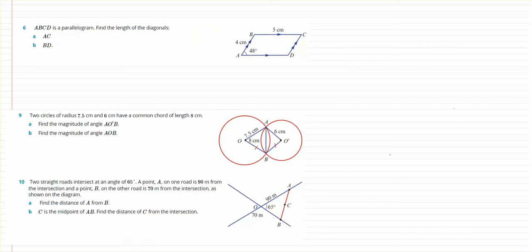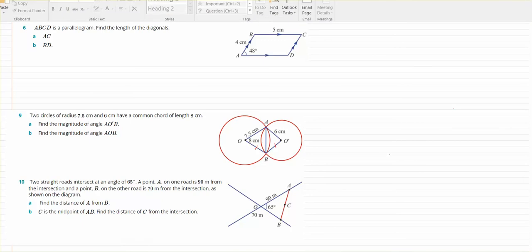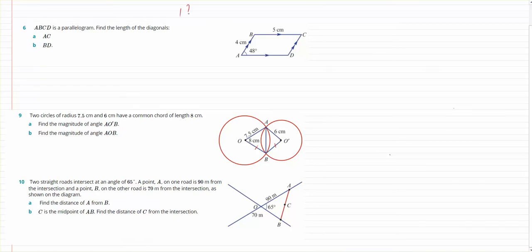This is for Year 12 further. We're going to look at the cosine rule in exercise 18C. In particular, we're going to look at questions 6, 9 and 10.